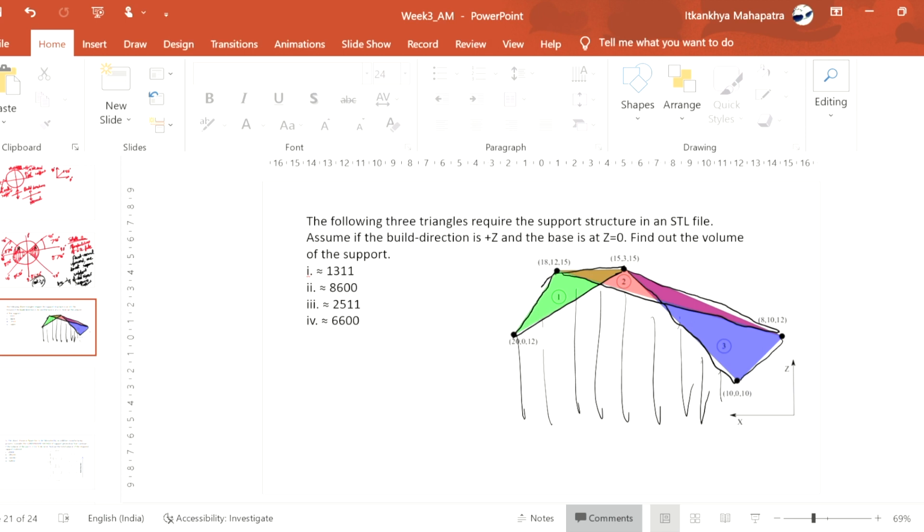Okay, now we need to find out the volume of the support required. So let's calculate. Now I'll just write the vertices of each triangle first. Triangle 1, the vertices are 20, 0, 12, 18, 12, 15 and 15, 3, 15. Okay.